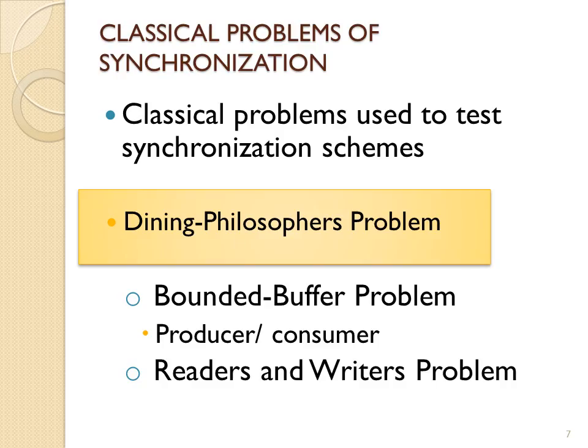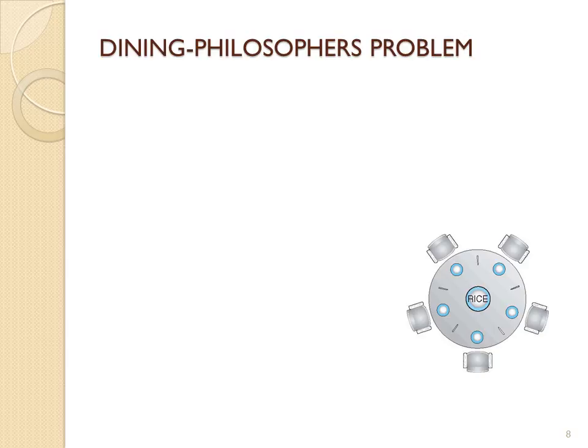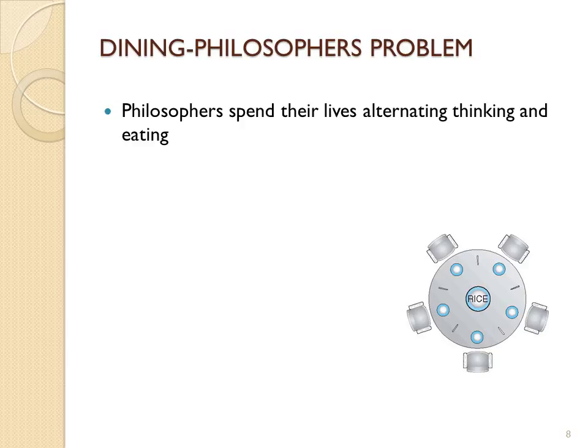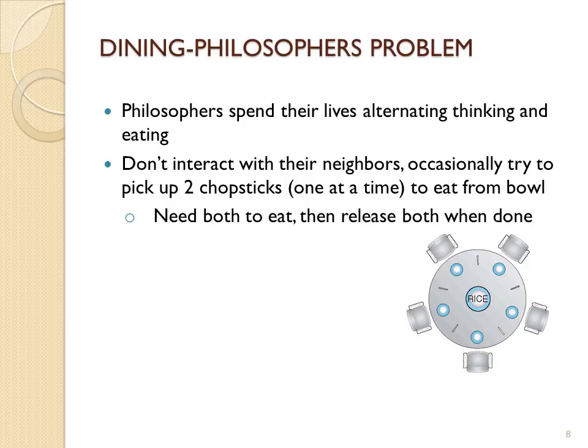So now we're going to start to talk about some classic problems of synchronization that are used to test these synchronization schemes. The first one I'm going to talk about is the Dining-Philosophers problem. So the Dining-Philosophers are these 5 philosophers that spend their lives either thinking or eating, and they sit around a table. They either think, which is they are just sitting there, or they eat. And if they want to eat, they need to pick up 2 chopsticks in order to eat. And yes, they're sharing chopsticks. That's the point, is that they have to share chopsticks.